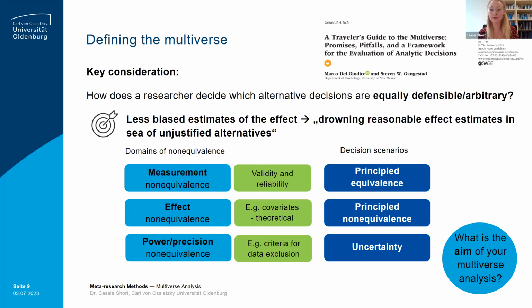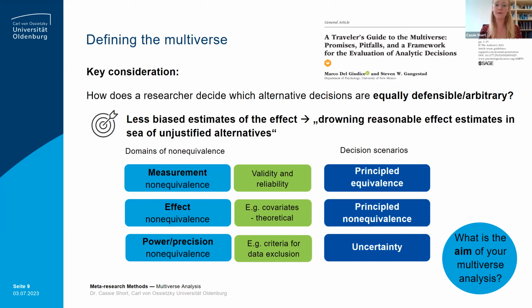And if we were to include decisions that are less defensible or less justifiable than others in our multiverse, then each time we include a specification that's less justified, this has following forking paths coming from it. Instead, you can have many data sets in your multiverse that are a product of a less justifiable decision much earlier on in the pipeline. Therefore, you might drown the reasonable effect estimates in what they call a sea of unjustified alternatives.